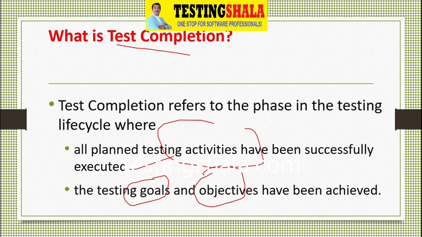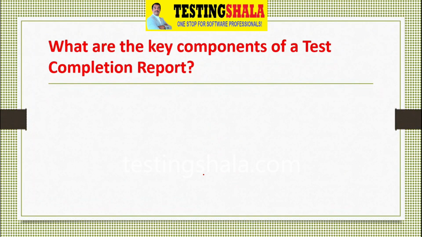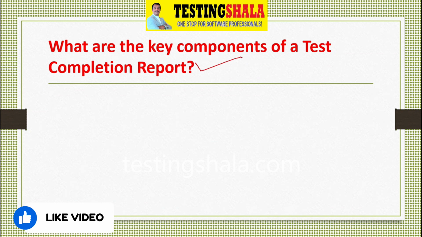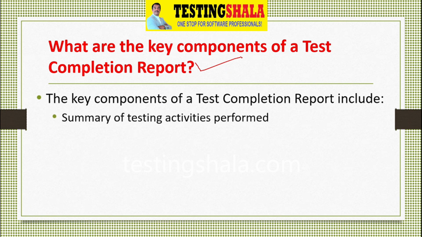The next question is, what are the key components of a test completion report? Especially as a test lead or a test manager, after completion of the testing, you should write a test closure report or a test completion report. So what different components should be in that report? That is the question here. First, we should put a summary of the testing activity performed. What various testing activities did we perform? We should clearly call that out in a test closure report or a test completion report.